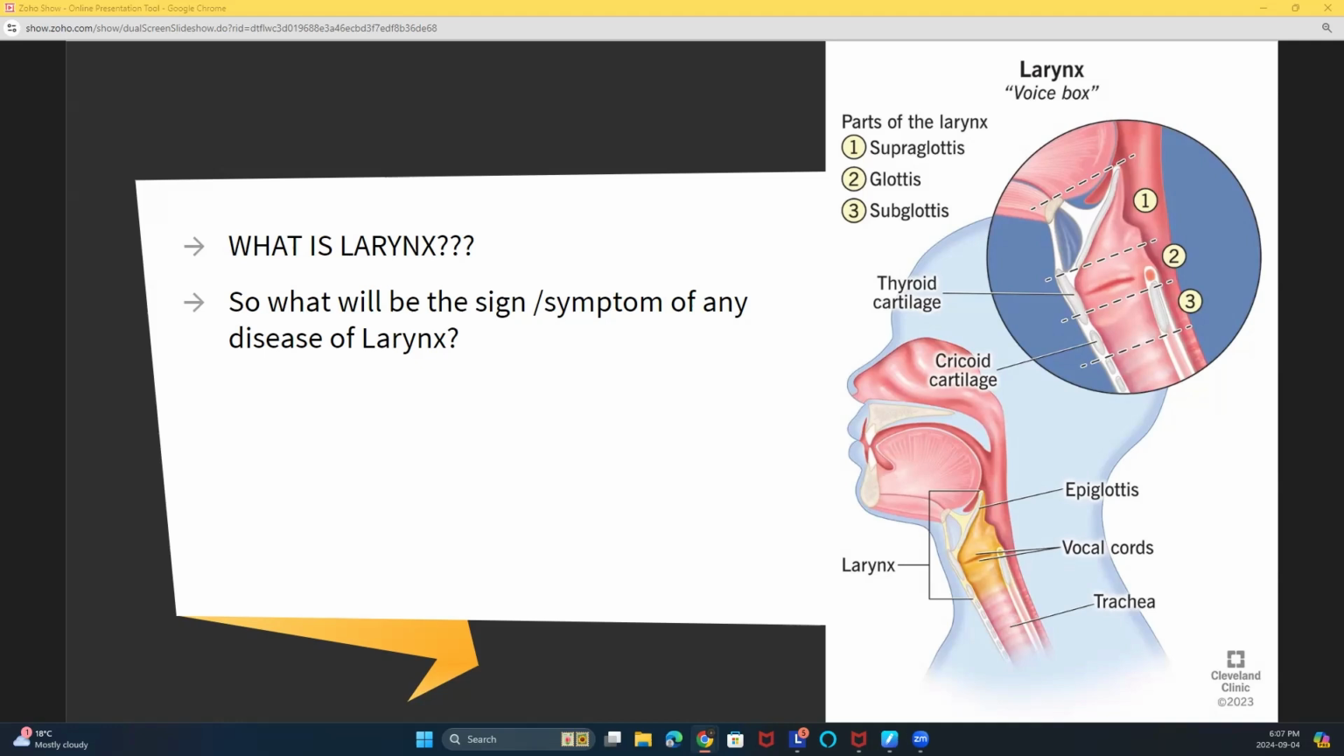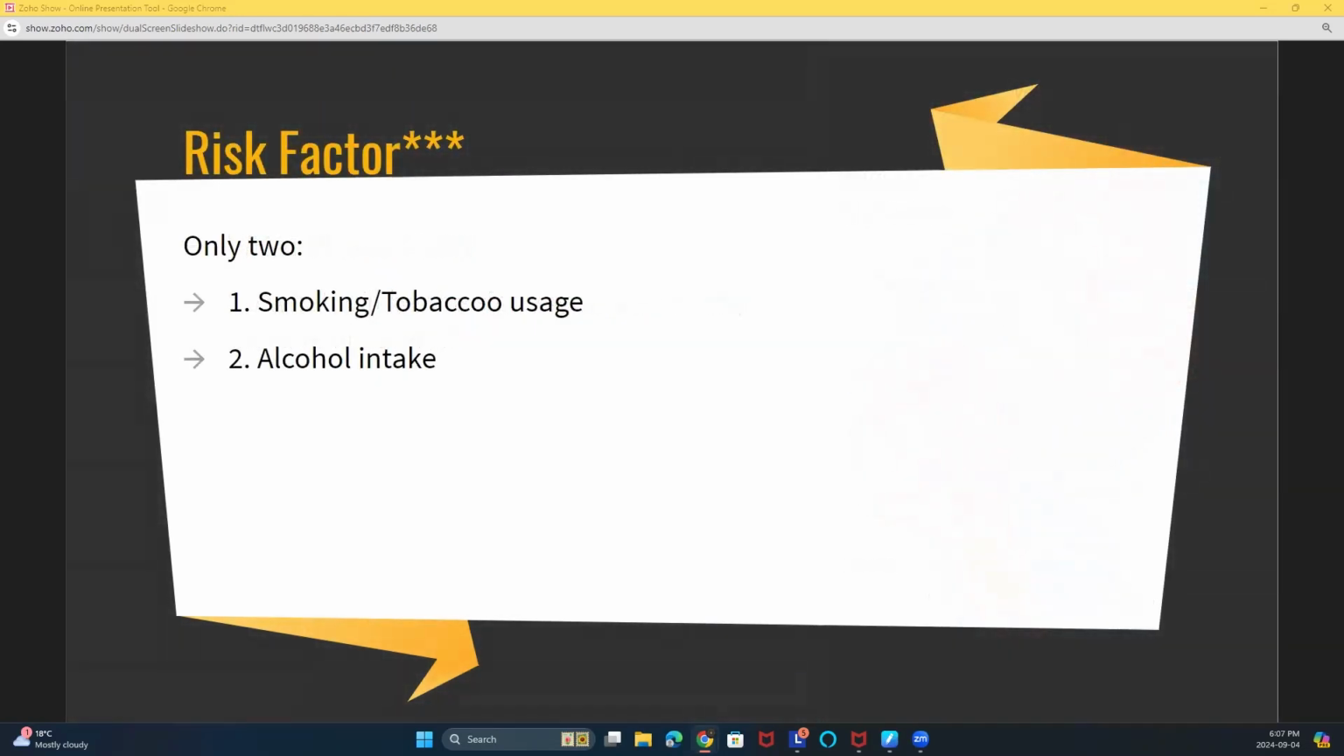Now, the risk factor of larynx cancer: it is the only type of cancer where we know the risk factor. The only type of cancer in the whole body. Larynx cancer only happens to people who smoke, use tobacco, or take alcohol. These are the only risk factors, but cancer can happen to any part of your body anytime with heredity or anything. This cancer is happening because of your habits, alcohol and smoking.